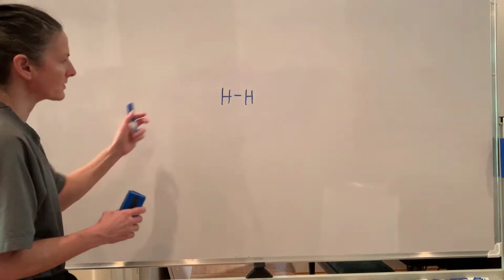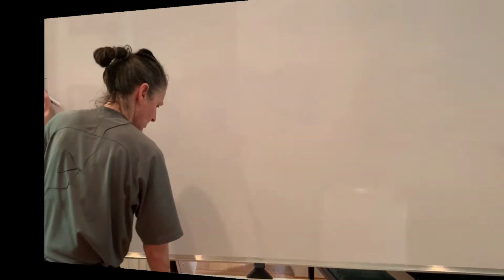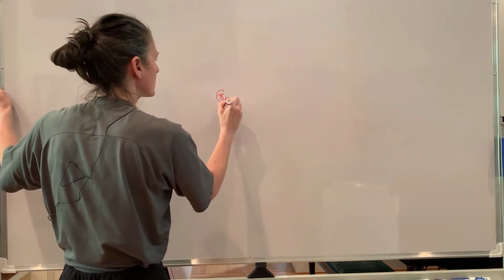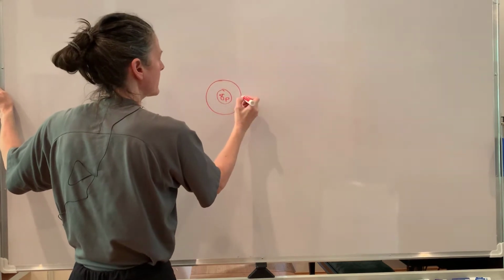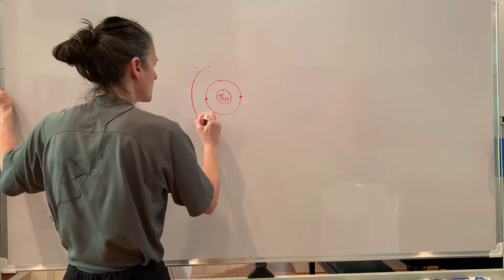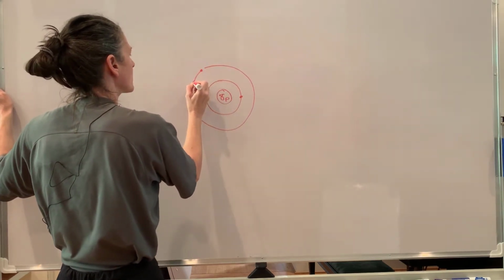So now let's look at some other examples. What happens if we have, say, oxygen? Oxygen has 8 protons, which I'll just abbreviate like this. It has, therefore, 8 electrons. And so the inner shell has 2, and the outer shell is going to have 6 electrons.